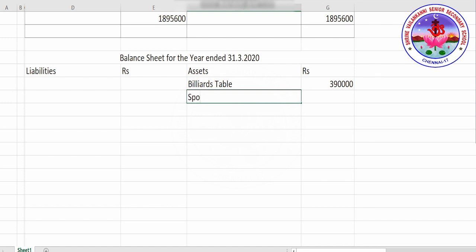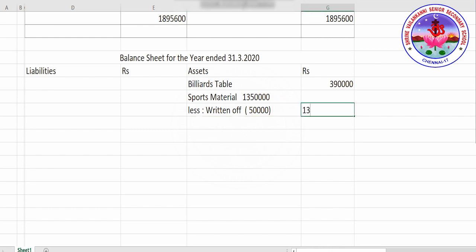Then we have sports material written off. Sports material 13,50,000 less written off 50,000. So if we write it off, we are getting the balance as 13 lakhs.